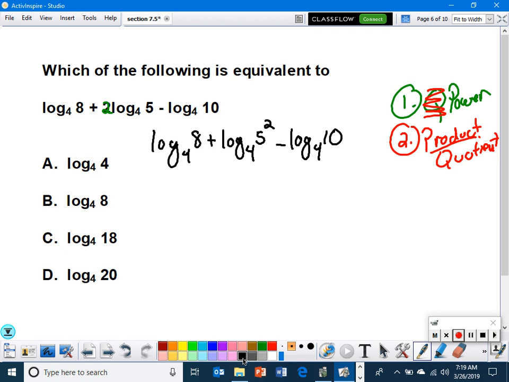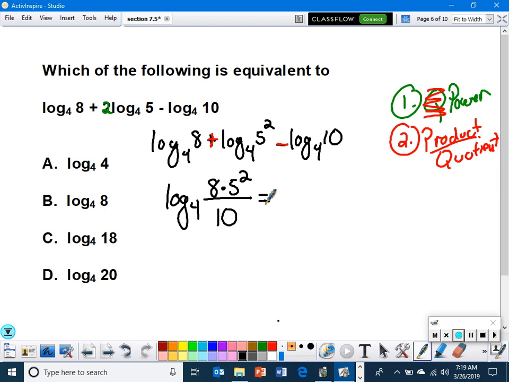All right, so we're going to need to take care of this plus sign and this minus sign. So again, we're going to write the word log and the base 4 one time. I'm going to draw a line because I know there's a quotient. Okay, well, what's in the numerator? 8 times 5 squared is in the numerator. What's in the denominator? 10. Okay, well, we can simplify the 8 times 5 squared over 10.